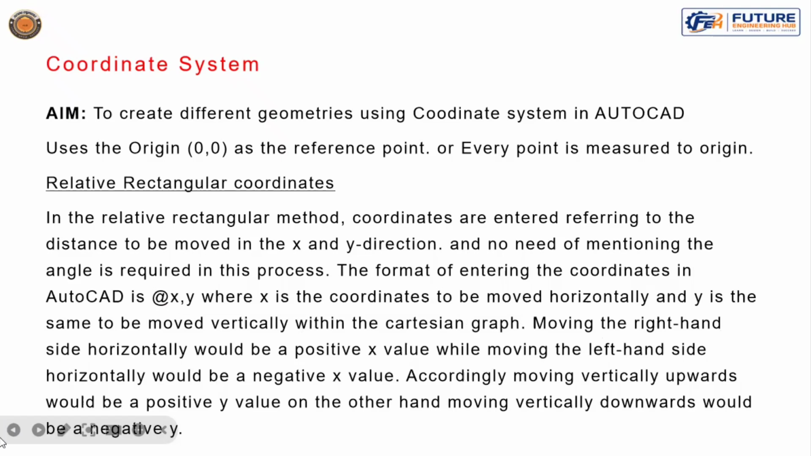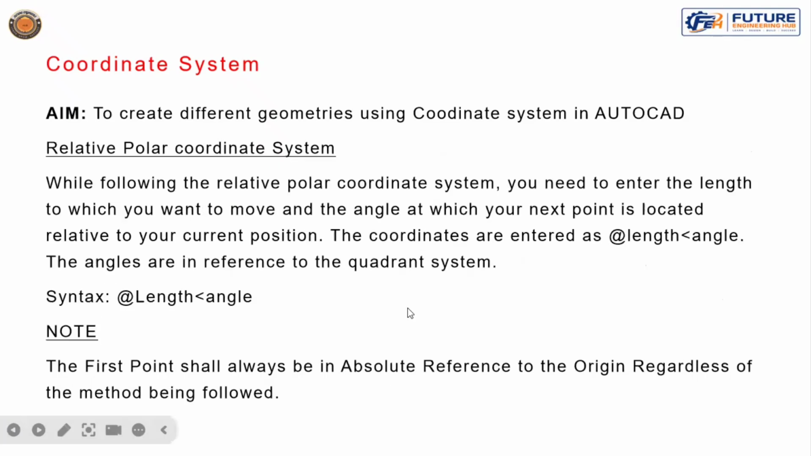Moving the right hand side horizontally would be a positive x-axis while moving the left hand side horizontally would be a negative x-axis. According to Cartesian graph, moving vertically upward would be positive y value. On the other hand, moving vertically downward would be negative y value. So after complete example, next proceed to next session, relative polar coordinate system.